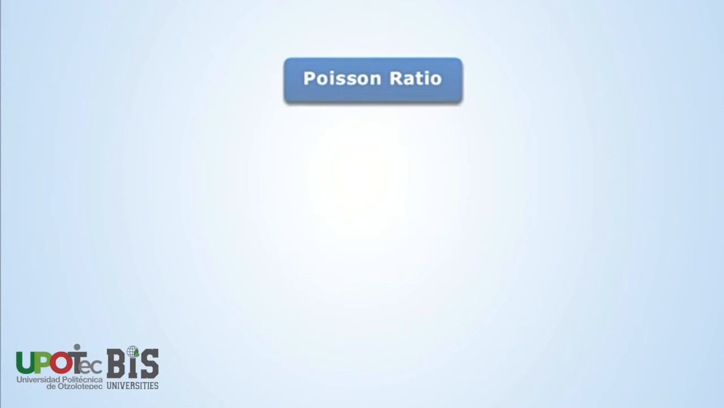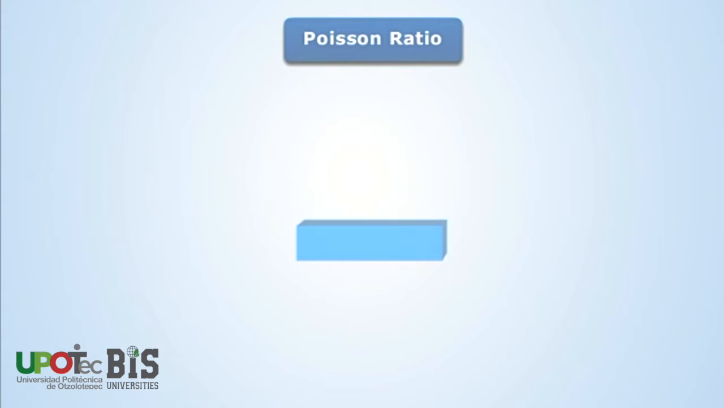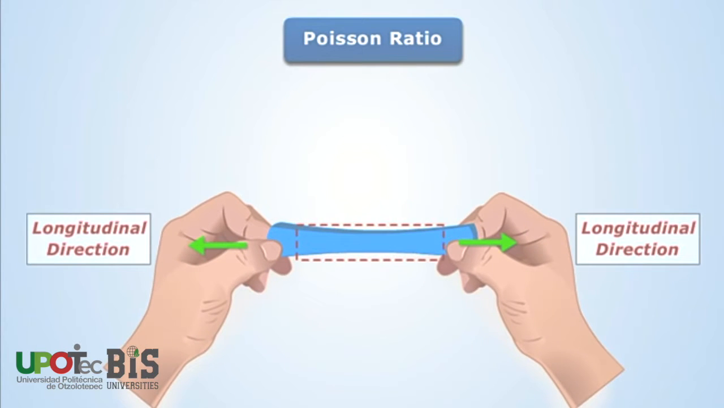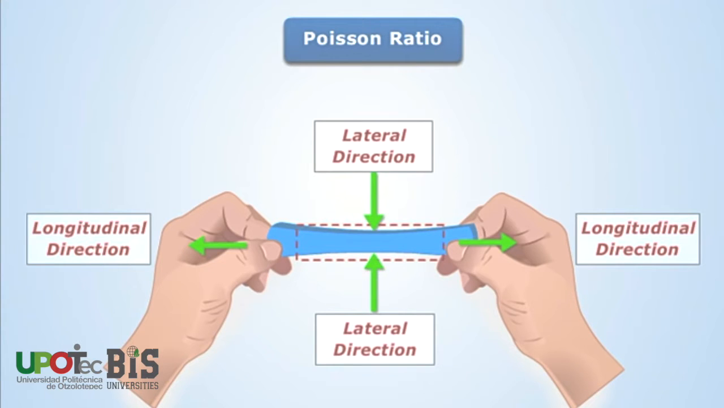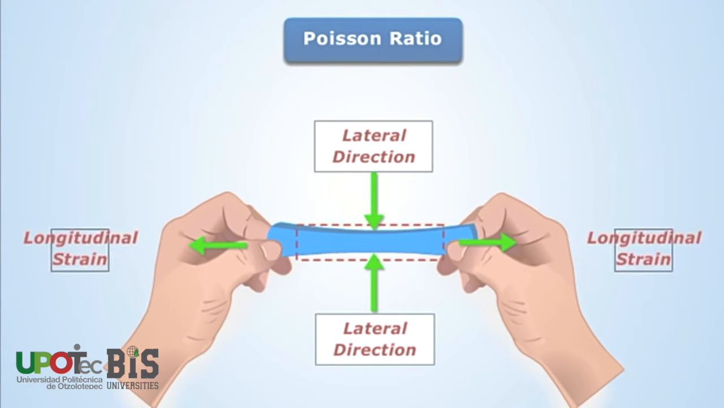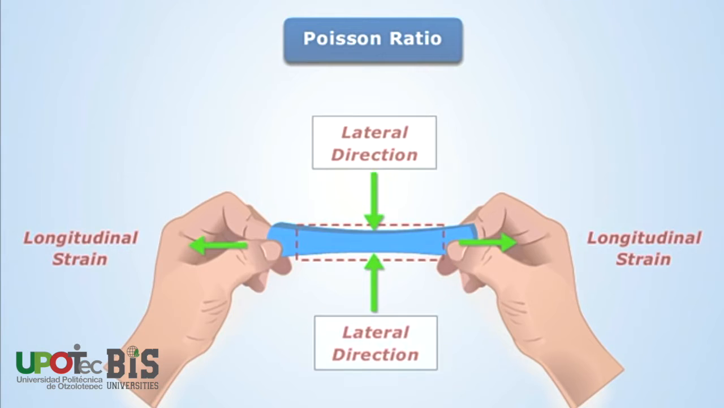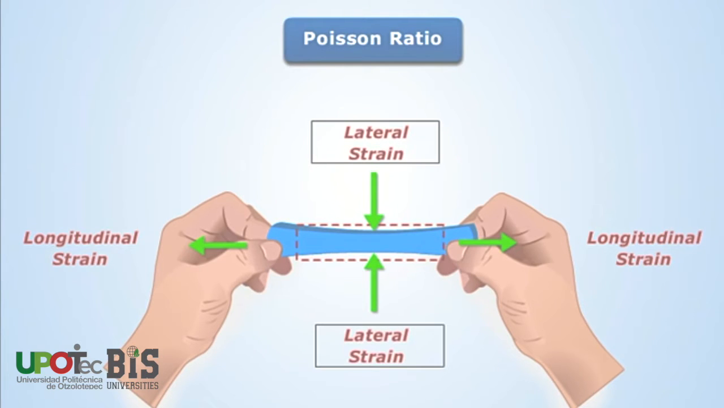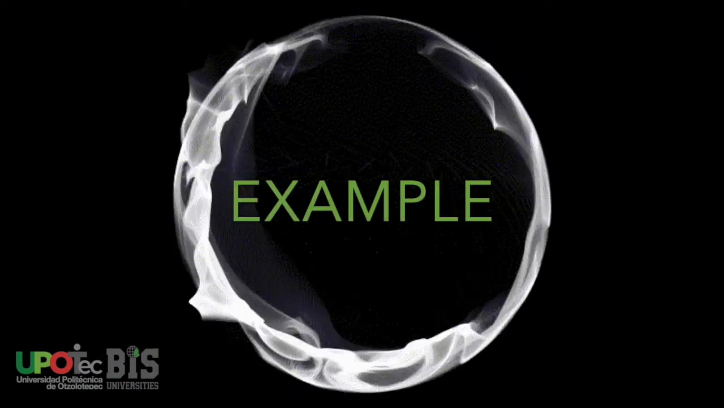Poisson's ratio. To understand Poisson's ratio, let's take an example of a rubber strip as shown. When we pull this strip in a longitudinal direction, the strip elongates in the longitudinal direction and contracts in the lateral direction. The strain developed in the longitudinal direction is known as longitudinal strain, and the strain developed in the lateral direction is known as lateral strain. Now, when we take the negative ratio between this lateral strain and the longitudinal strain, we get Poisson's ratio.